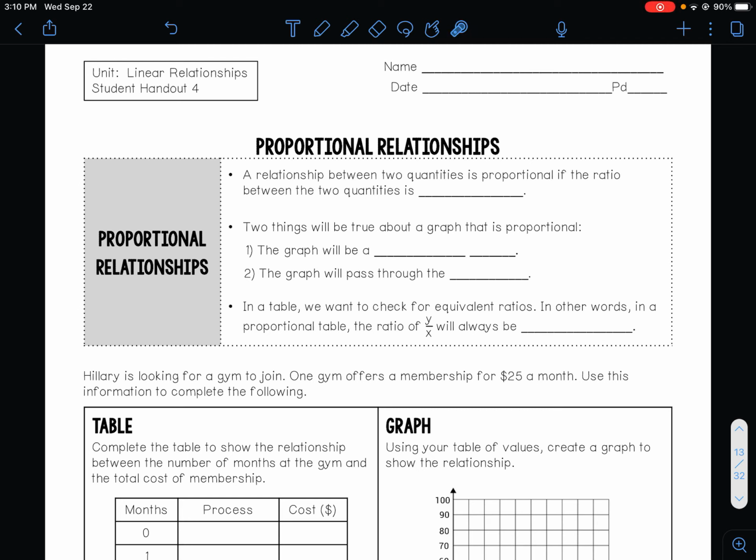In this video, we're going to cover proportional relationships. Let's begin. A relationship between two quantities is proportional if the ratio between the quantities is constant.